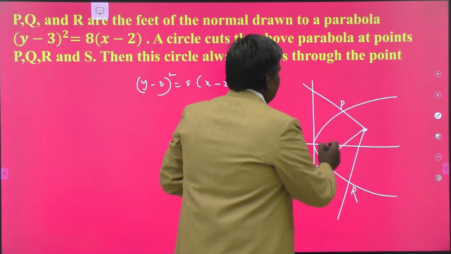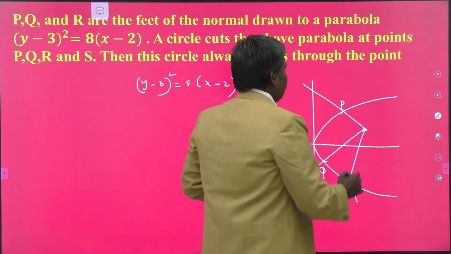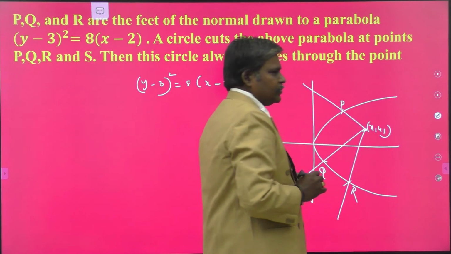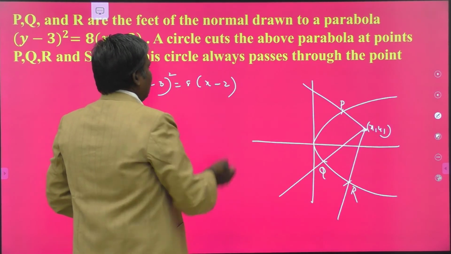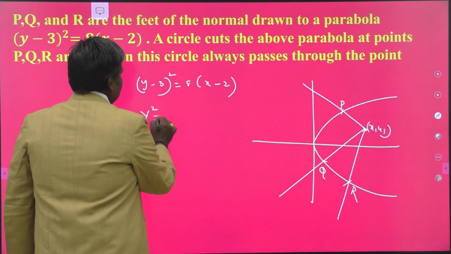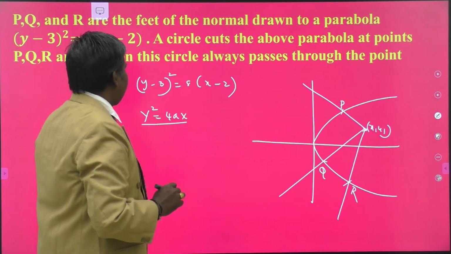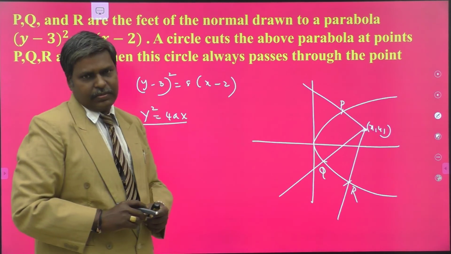So what are P, Q, R? 3 feet of the normals drawn to the parabola. Suppose your point is (x1, y1). So from that you have 3 conditions. Suppose your parabola is y square equal to 4ax, for the sake of convenience. First of all, we derive it for y square equal to 4ax; automatically we can extend to the other one.